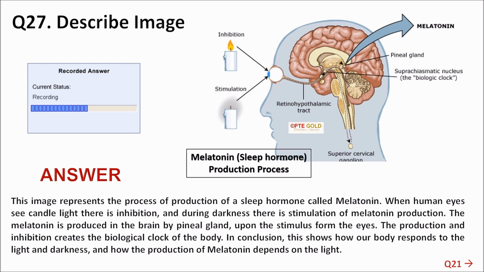The production and inhibition creates the biological clock of the body. In conclusion, this shows how our body responds to the light and darkness, and how the production of melatonin depends on the light.